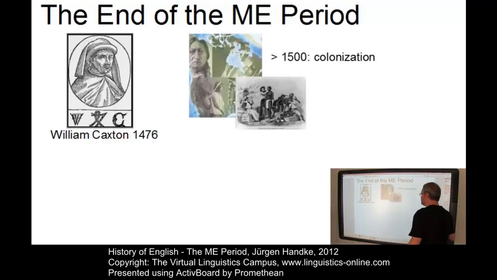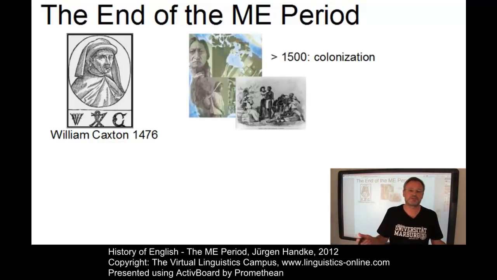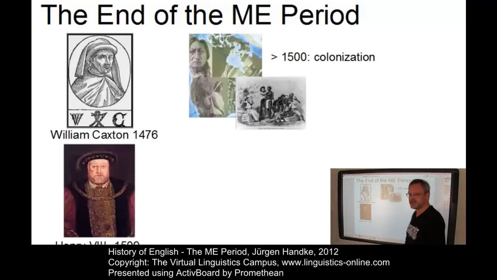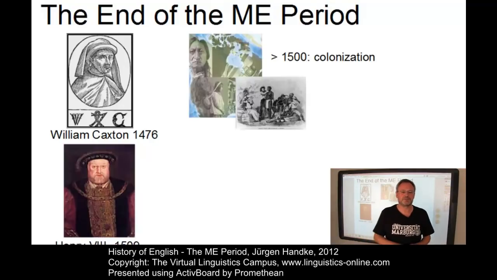The second event is the beginning of colonization from 1500 onwards after the discovery of America in 1492, which eventually led to a global spread of the English language. And last but not least, it's Henry VIII, who was inaugurated in 1509 and eventually cut the links between Rome and the English Church. So by 1500, English began to obtain a new position from a regional European language to a global system of communication. Let us summarize.